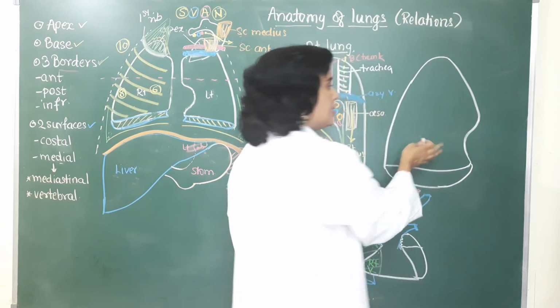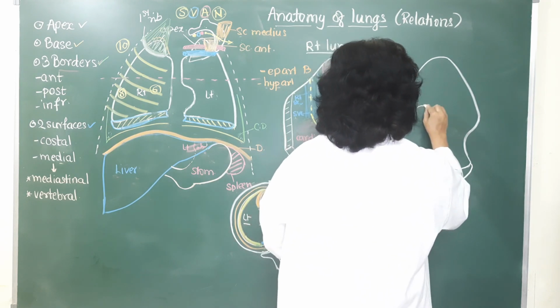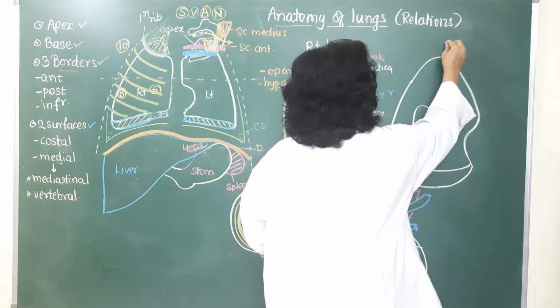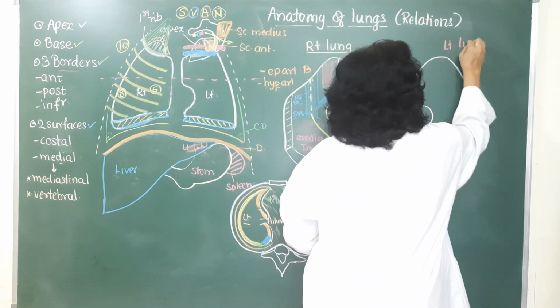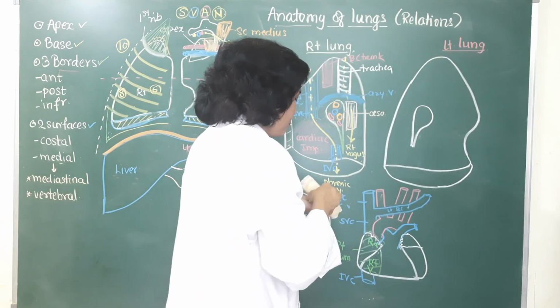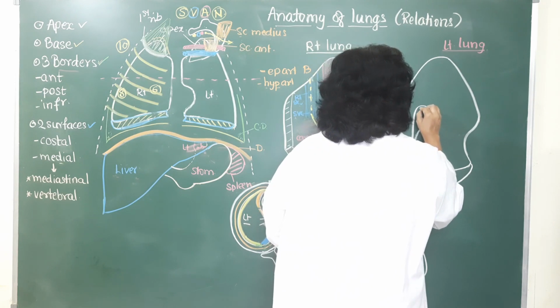Now first again on the mediastinal surface of this lung also you get the non-pleural impression, and this non-pleural impression is the hilum of the lung. So this is now the left lung. So on the left lung, the structures at the hilum of the lung, from above downwards you get first the artery. So though it is artery, I am drawing with the blue color.